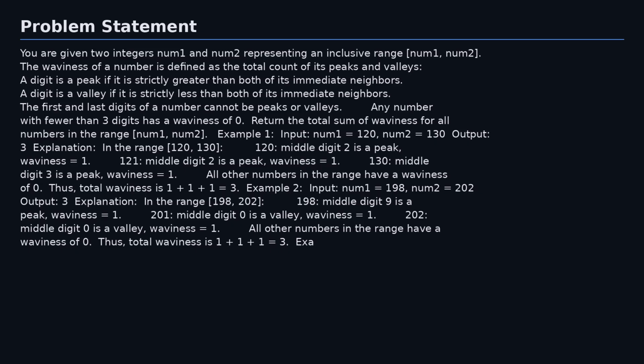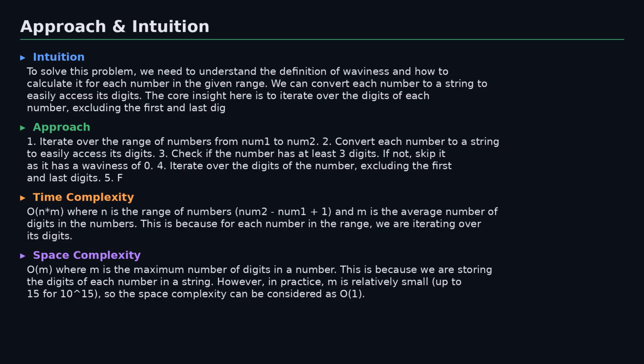To solve this problem, we need to understand the definition of waviness and how to calculate it for each number in the given range. Think of it like a roller coaster, where the peaks and valleys are the points where the ride goes up and down. We can convert each number to a string to easily access its digits, and then iterate over the digits to find the peaks and valleys. The core insight here is to compare each digit with its neighbors to determine if it's a peak or a valley. Now, let's walk through the solution step by step.